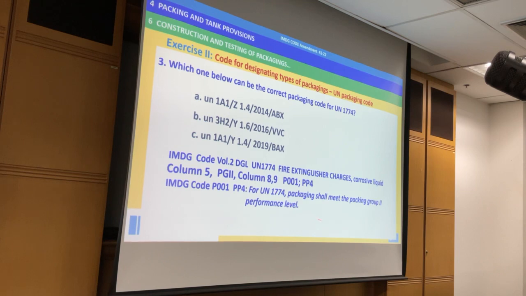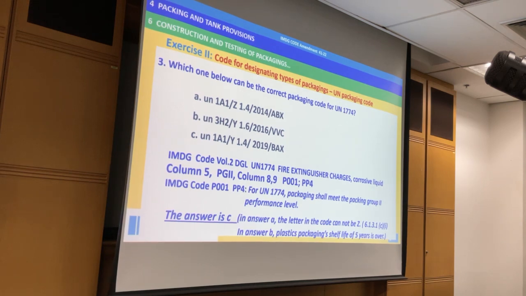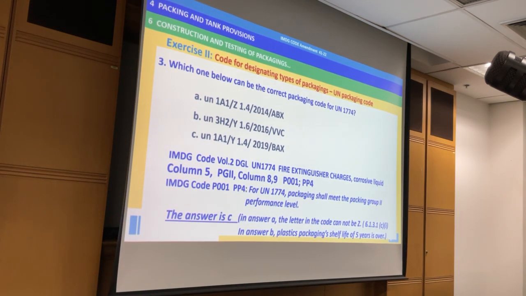And C is completely correct. 2019 fits. Also, Y fits. If you are a very detailed and careful person, you also have to check with UN 1774, can we use steel drums? Of course, it will be in the table. P001 has steel drums. So the correct one is C, okay? This is for you to learn different looking approaches.